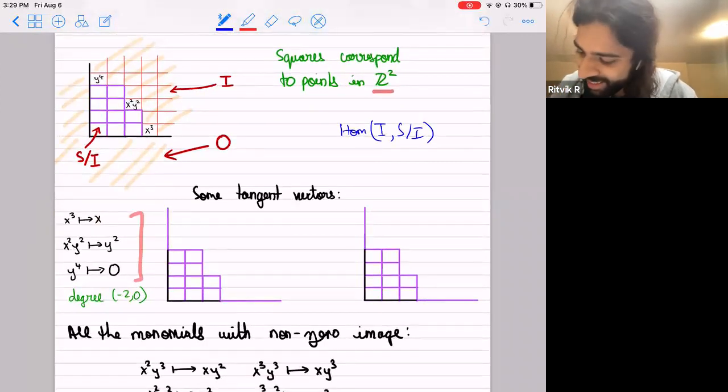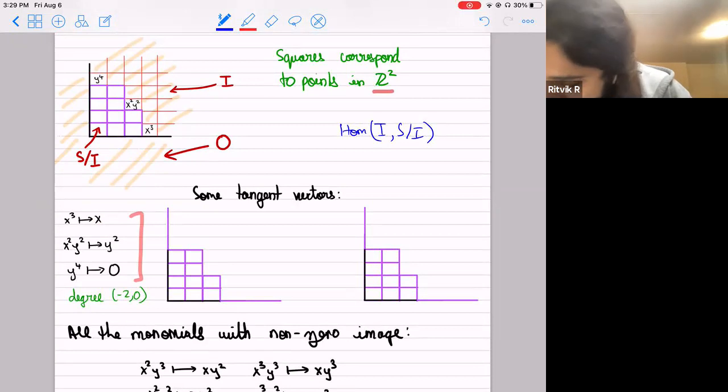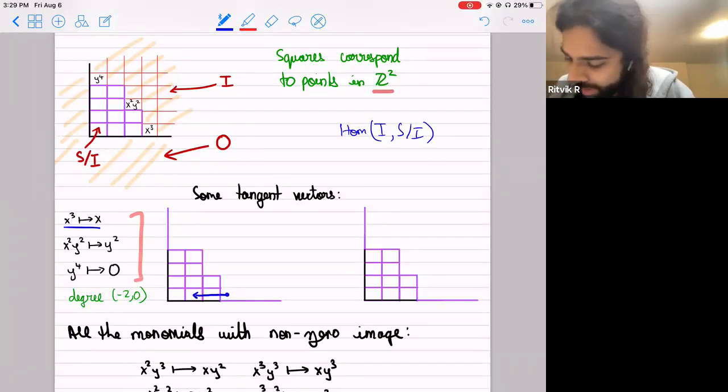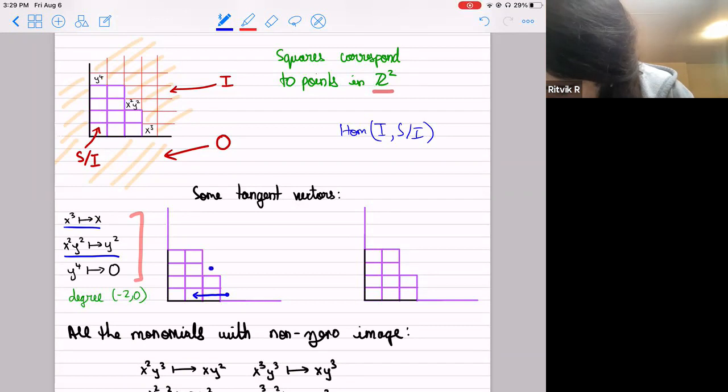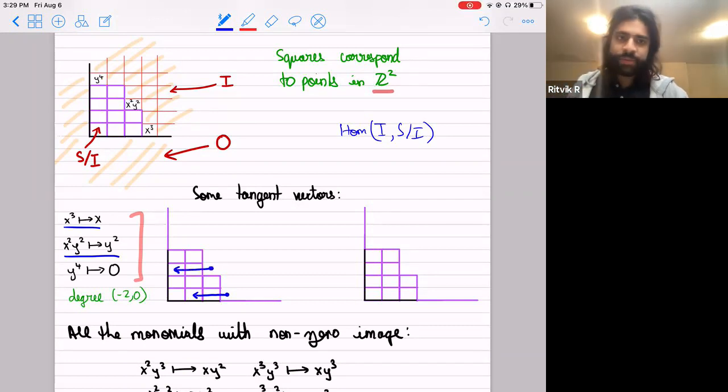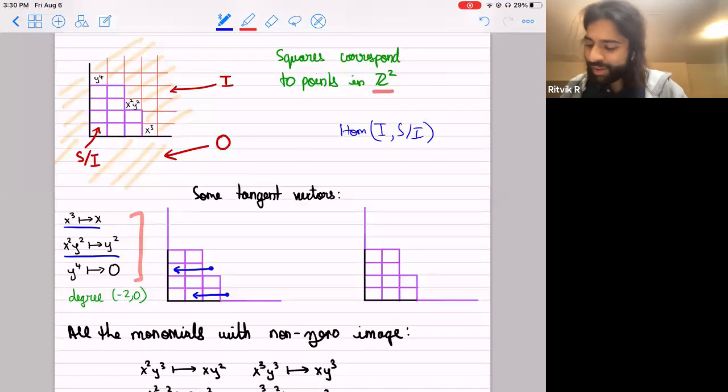Remember that in this staircase picture, each box represents a monomial. So x cubed is over here, and mapping x cubed to x amounts to writing down this arrow. Mapping x squared y squared to y squared amounts to writing down this arrow here. And when y to the four goes to zero, nothing happens. I just leave it. A valid question is whether this is a well-defined homomorphism. You can check that it is, but there's a way to put an equivalence class on these arrows to show that it's a well-defined homomorphism. So just believe it's a well-defined homomorphism for now.